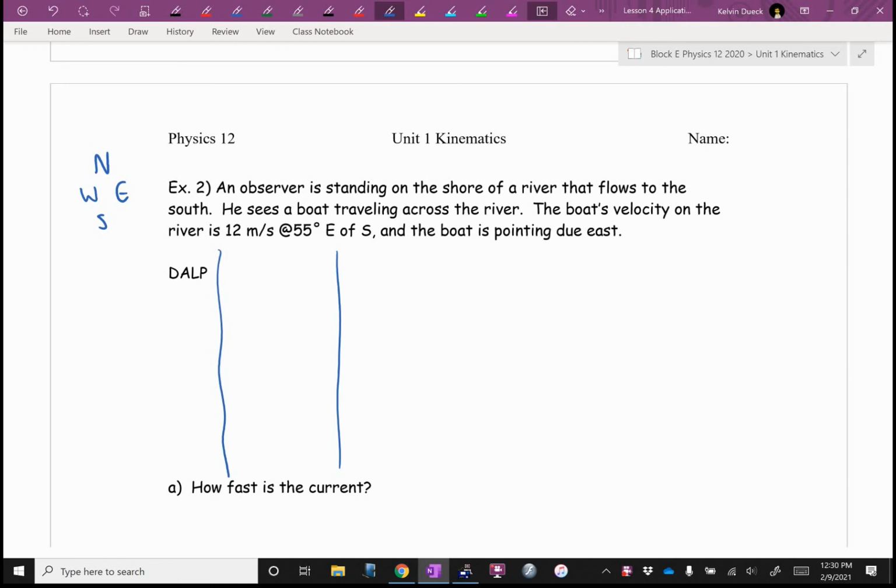The boat's velocity is 12 meters per second, 55 degrees east of south. East of what? South. I'm going to start out going south, and then go east of south. This is going to be 12 meters per second, and this angle here is 55 degrees.